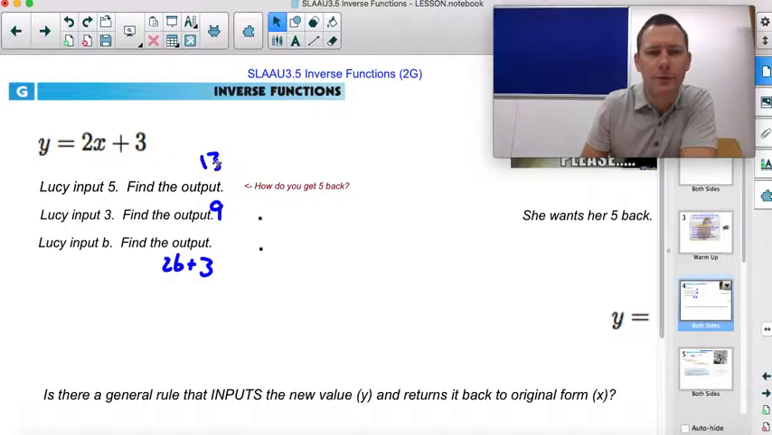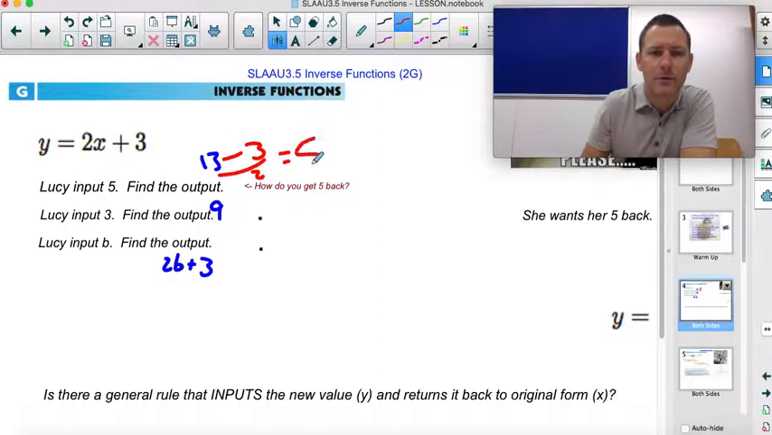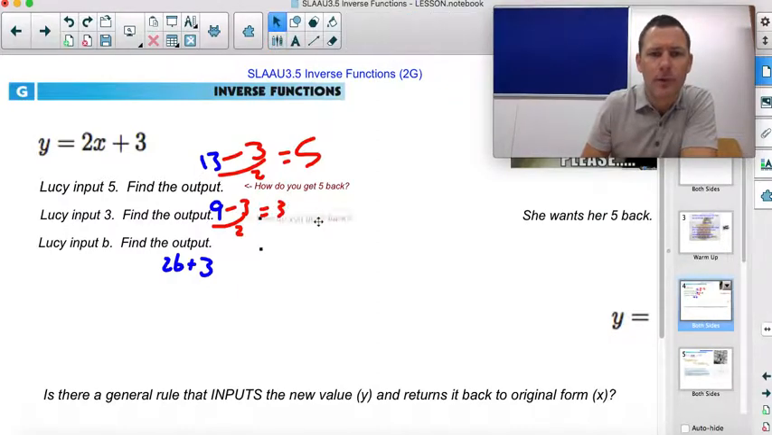Well, to turn 13 into 5, you'd what? If you want 5, you first subtract 3. That's 10, and then divide by 2. Right? 10 divided by 2 is 5. You get your 5 back. If you have 9 and you want your 3 back, you can do the same thing. Subtract 3, 6, and then divide by 2. You get your 3.